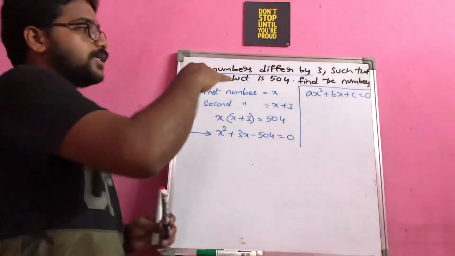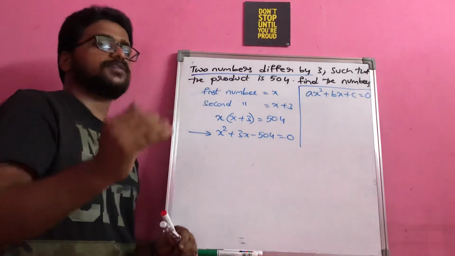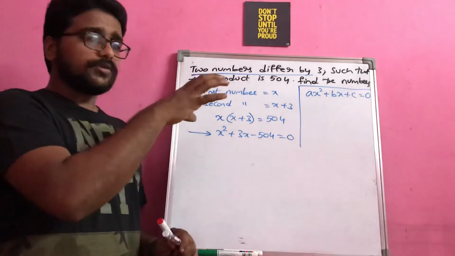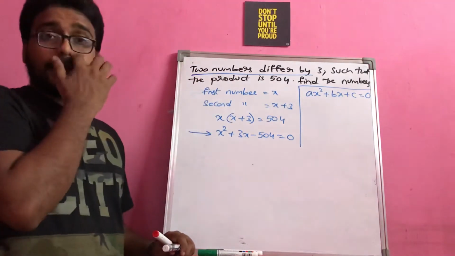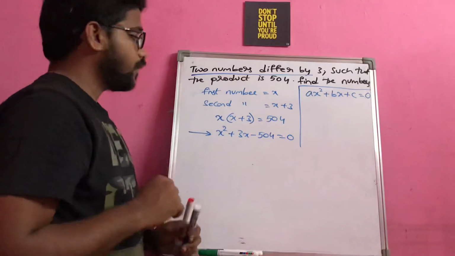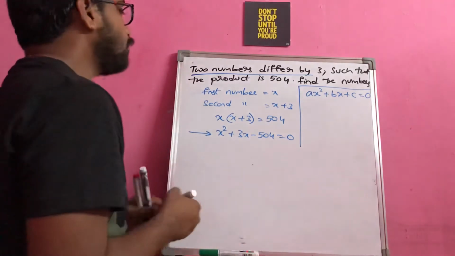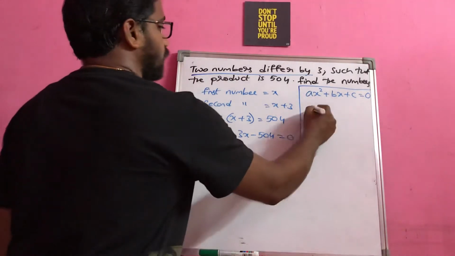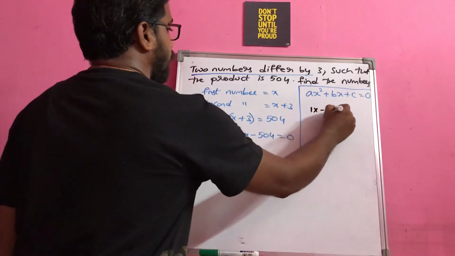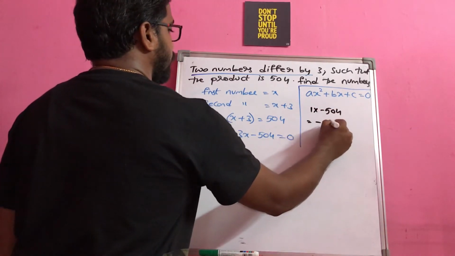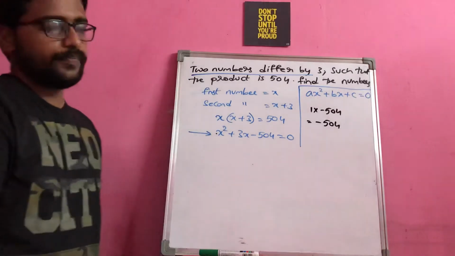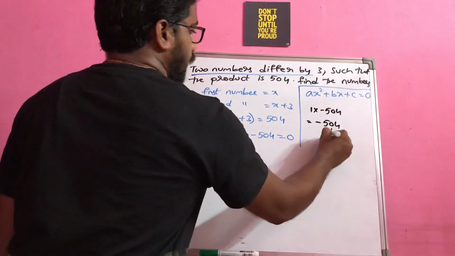Make sure that the terms are arranged in decreasing powers of x so that you are following the standard procedure of a quadratic equation. It will be simple for you. Now you have to take the product of the coefficient of x square, that is 1, and minus 504. So you will be getting minus 504. So you have to factorize it now.